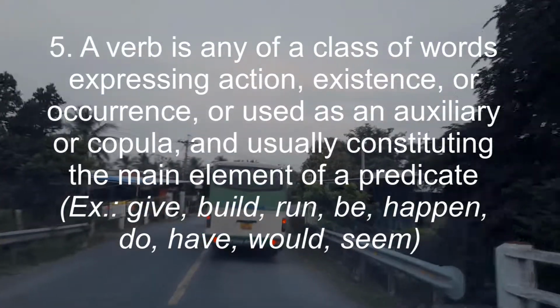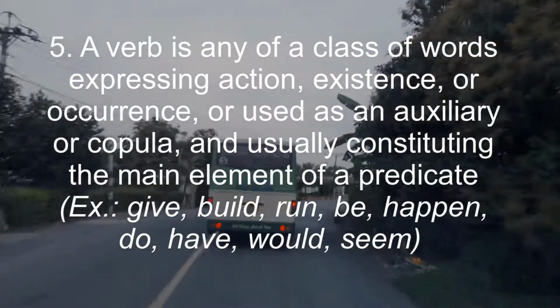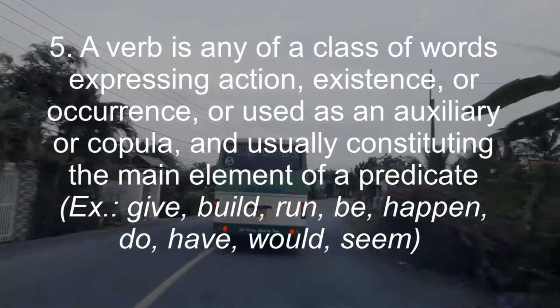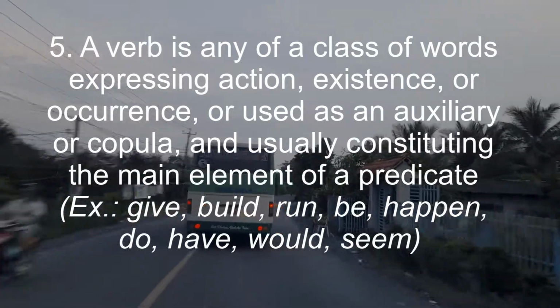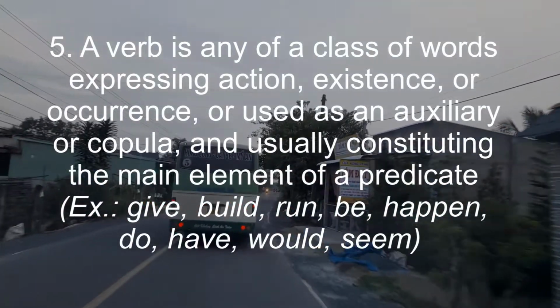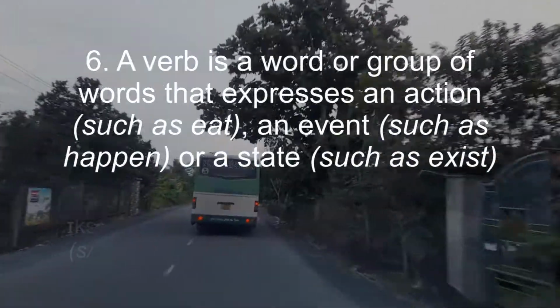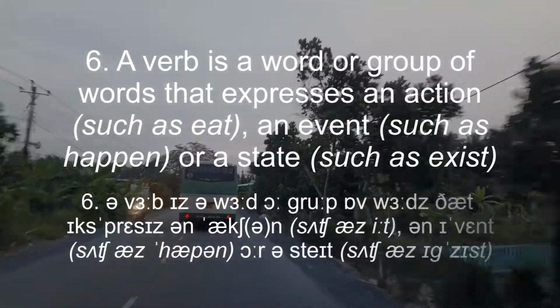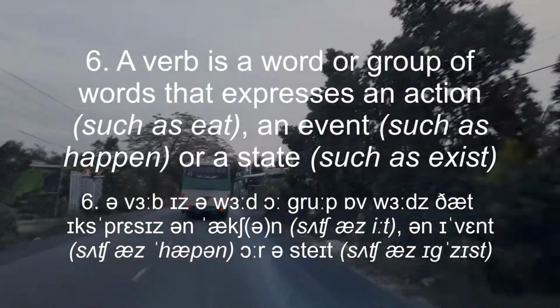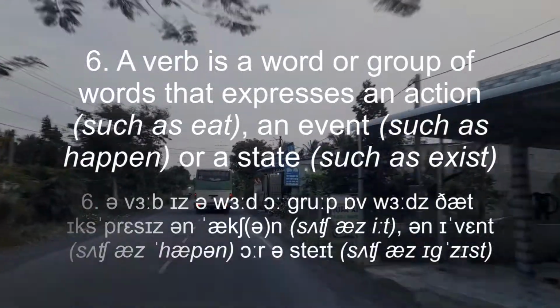5. A verb is any of a class of words expressing action, existence, or occurrence, or used as an auxiliary or copula, and usually constituting the main element of a predicate. Example: give, build, run, be, happen, do, have, would, seem. 6. A verb is a word or group of words that expresses an action, such as eat, an event, such as happen, or a state, such as exist.